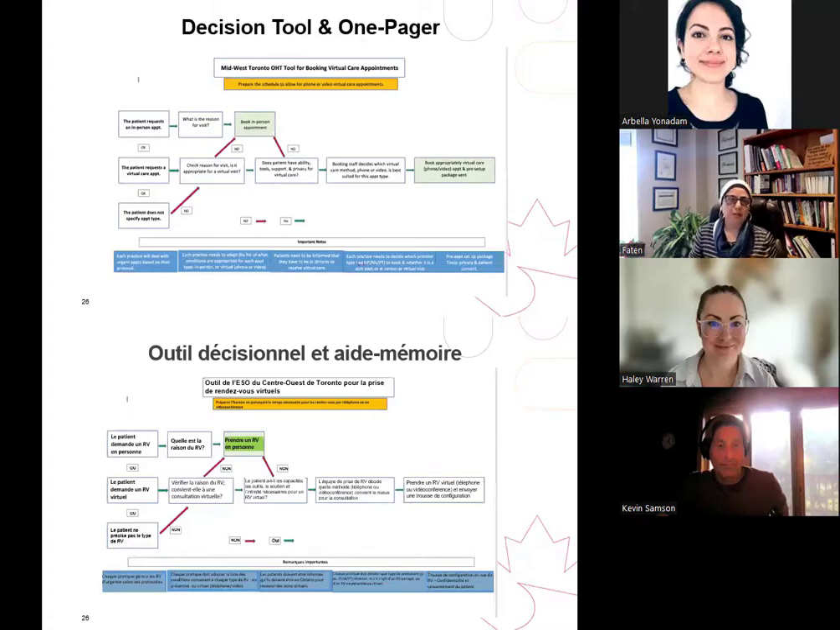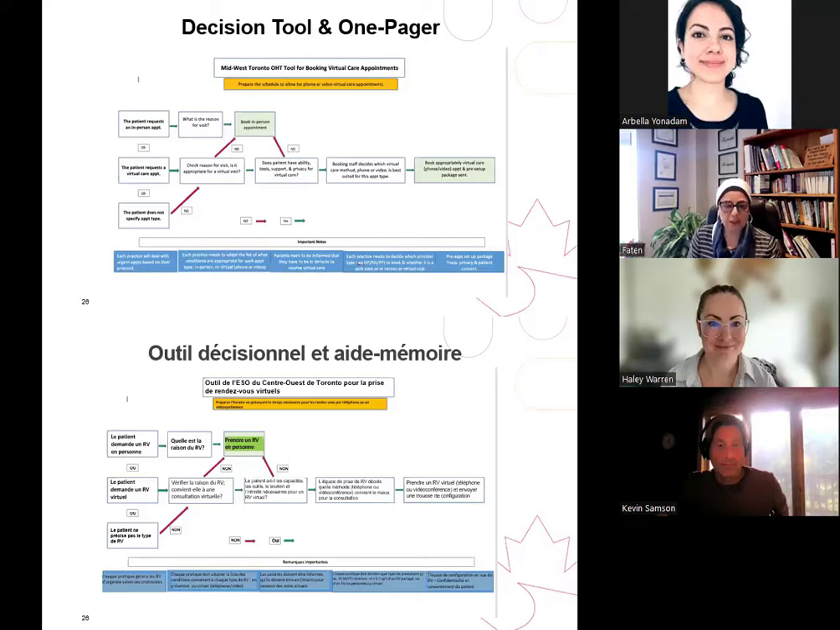So the next slide. And what we were tasked with, the team identified that they needed a simple decision tool to be used by the front desk to help them make a decision on appropriately booking virtual care appointments. And we wanted to make that tool as practical as possible, as easy as possible for the frontline staff. So we really focus on practicality. And when I talk about booking virtual care appointments, I am referring to phone and video. Those are the two types of virtual care.